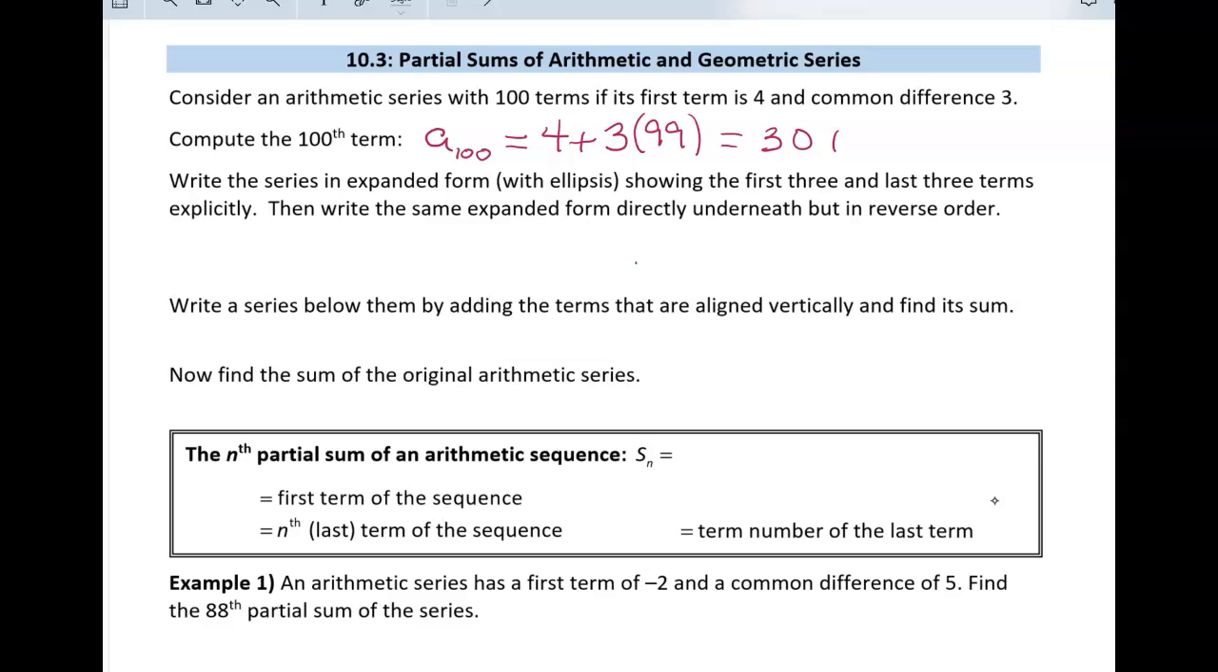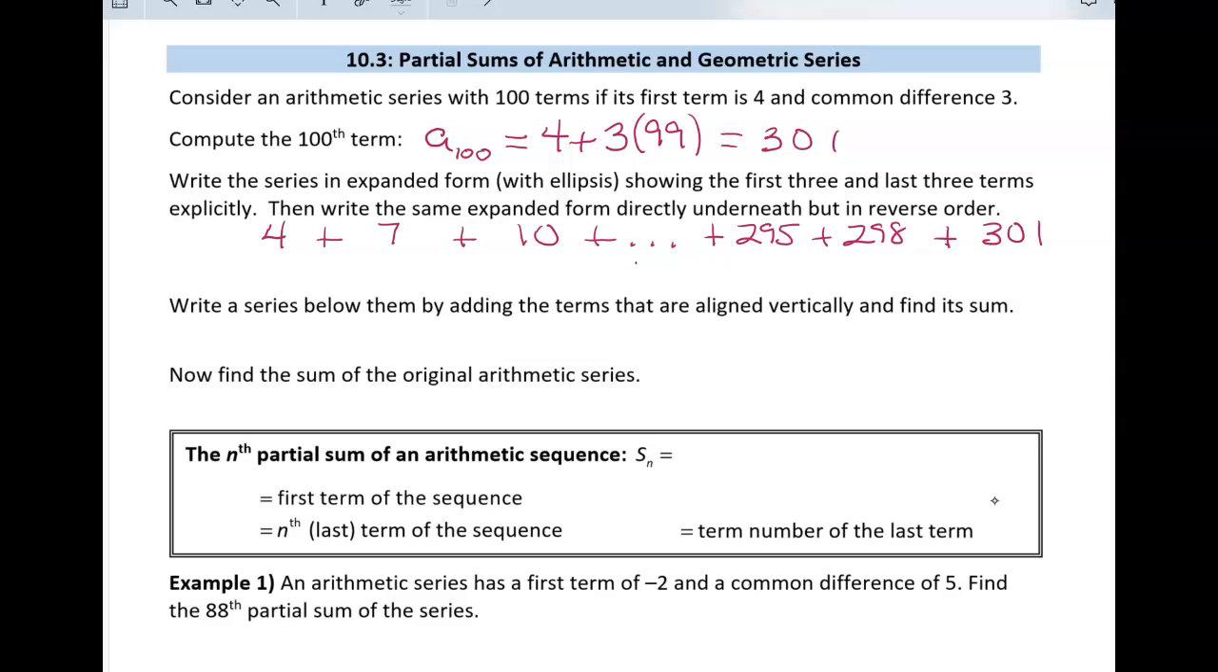And now we're going to write this series in expanded form. We're going to do this in a special way. We're going to show the first 3 and the last 3 terms explicitly. So the series starts with the first term 4, and then if the common difference is 3, the next term is 7, the next term is 10. We're leaving out some in the middle with that plus dot dot dot to indicate that not all terms are explicitly stated. And our last term is 301. The immediate preceding term is 298, and the preceding term to that is 295.